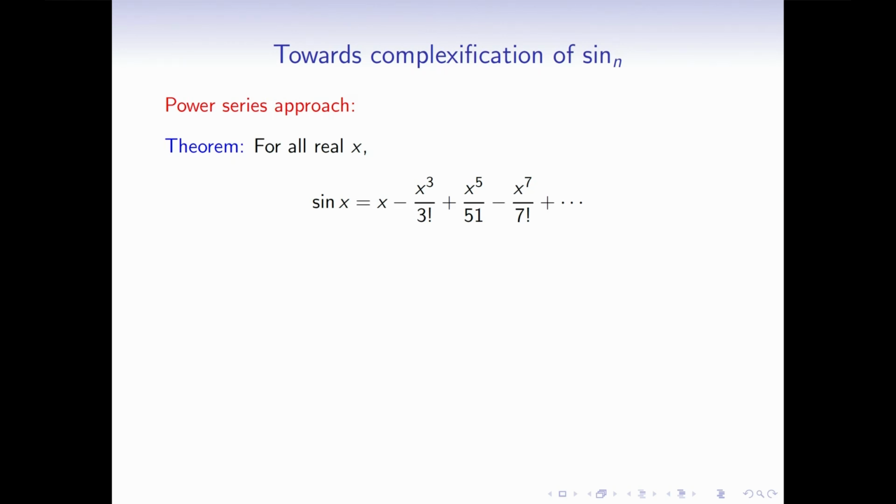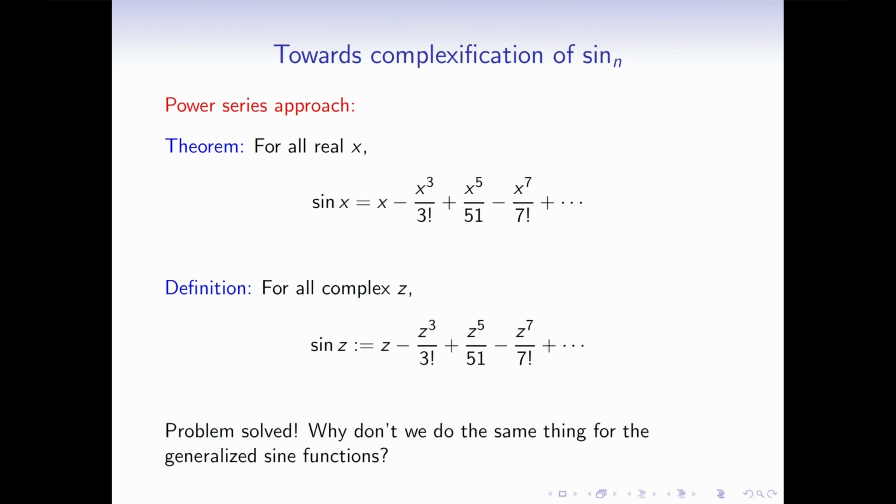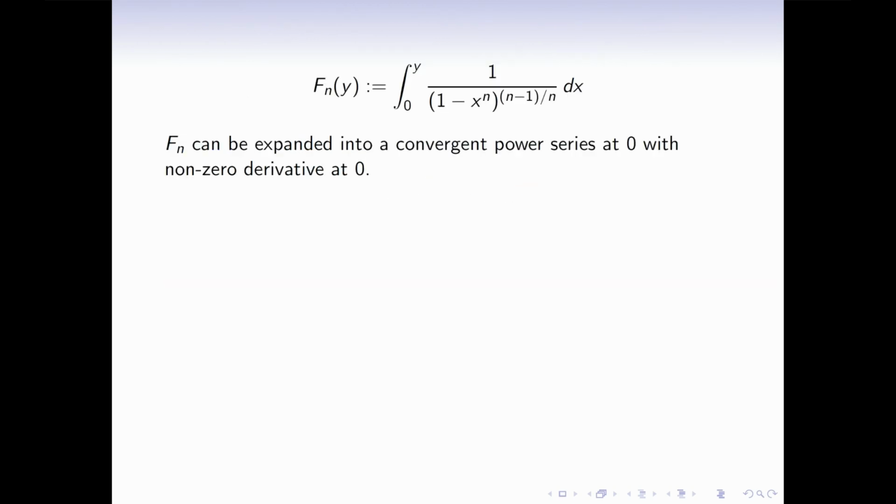And if it has infinite radius of convergence, the general theory of complex analysis tells us that you can feed in any complex number and you get a reasonable answer. So then you can define sine z to be that function. This one is a theorem, and that is a definition. There is nothing wrong with that. Problem solved, right? So now the question is, why don't we do the same thing for generalized sine functions? Well, let's do that. And I think we have seen this earlier today.